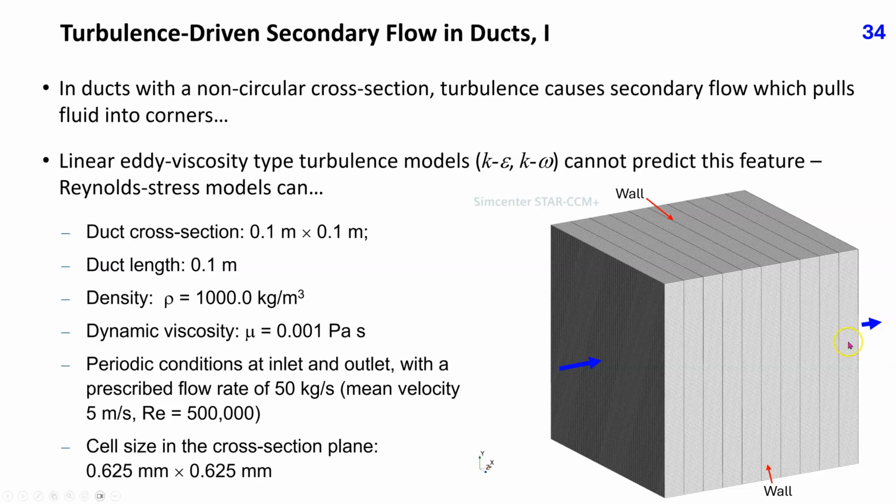The cell size in the cross-section plane was uniform, 0.625 mm by 0.625 mm, corresponding to a resolution of 160 by 160 cells. In the flow direction, 10 cells were created. Because of the assumption that the flow is fully developed, there is no variation of variables in the flow direction other than a linear variation of pressure.